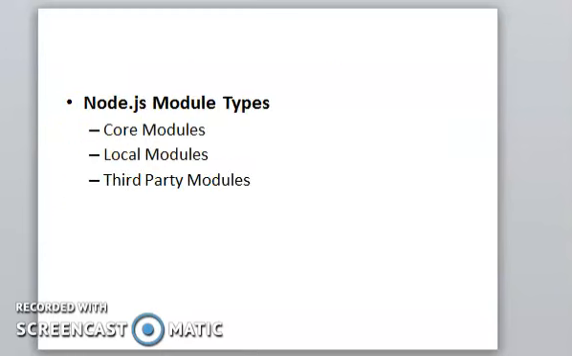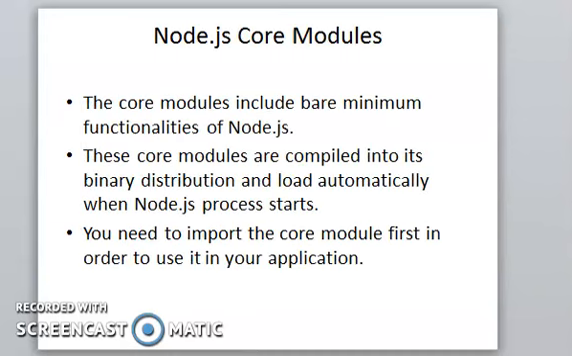Now I'm going into the details of modules and what the types of Node.js modules are. There are three types of modules. The first one is core modules, the second one is local modules, and the third one is third-party modules.